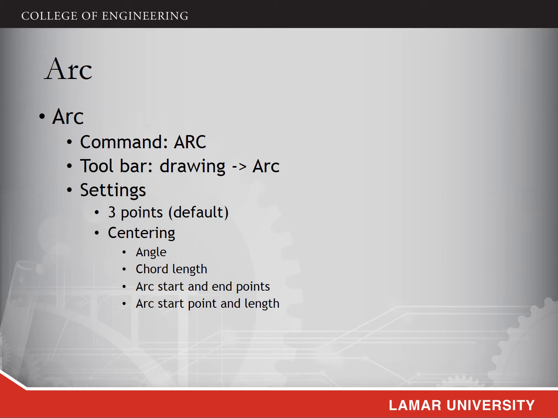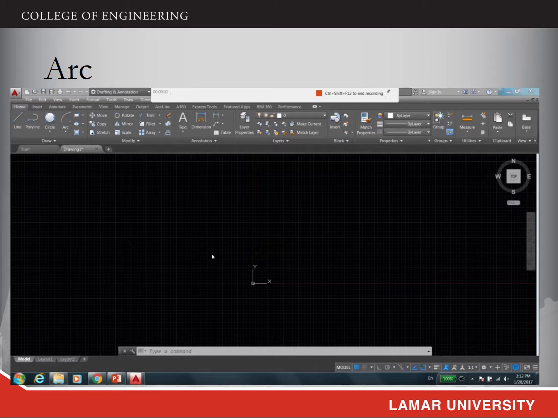In the next slides, I'm going to show you how to use these methods and how to use the arc in one example. There are many different methods to generate an arc in AutoCAD. Generally, you can choose the icon in Toolbar to start the joining of the arc, or you can type the arc command in the command window. The default method is 3 points. You can specify the start point, the second point, and the end point to define a new arc.